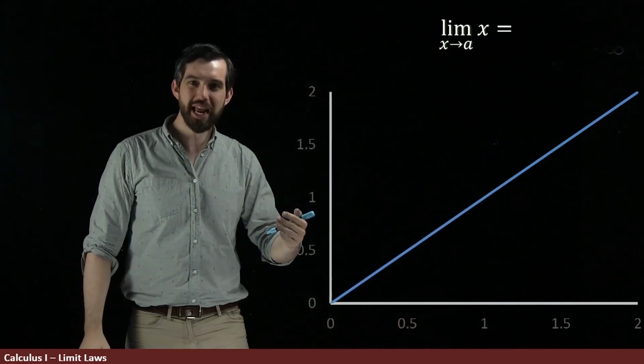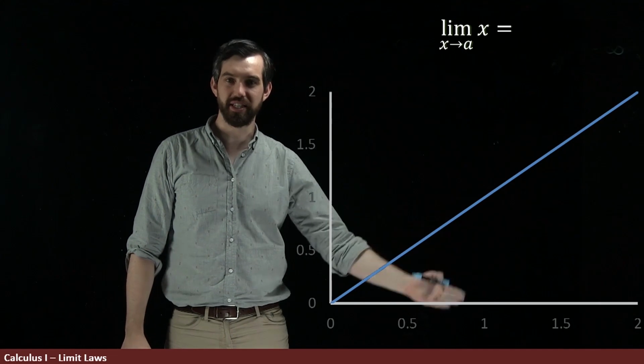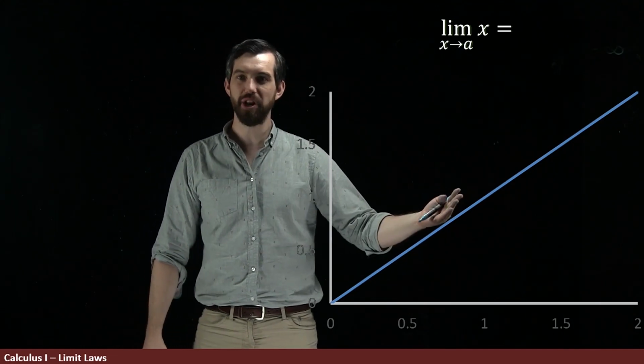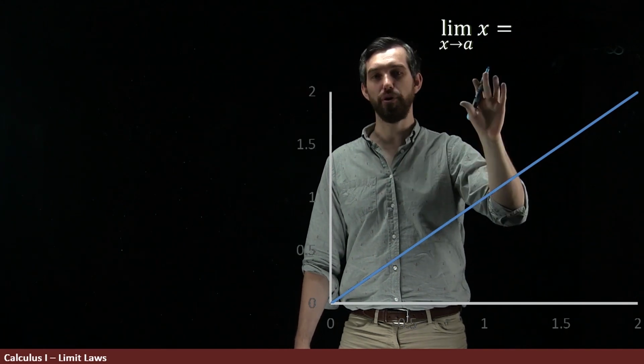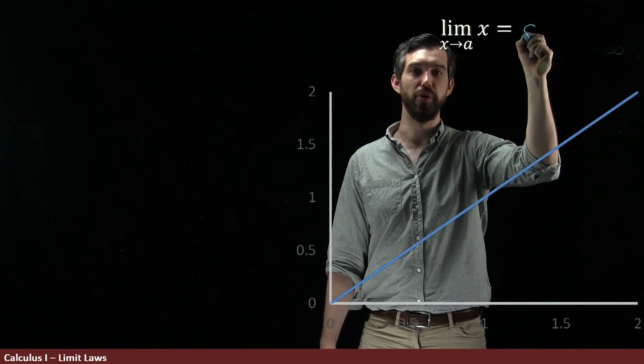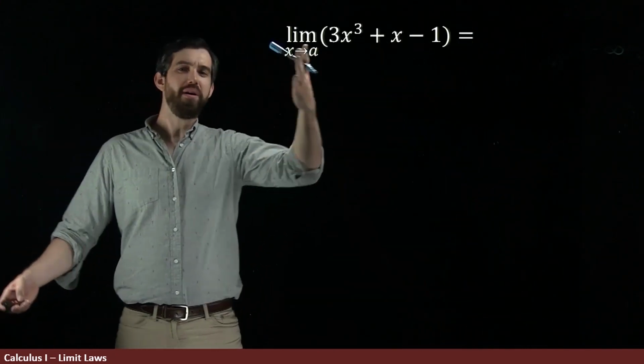If I go up to 2, it's going to have this height of 2. So as we get close to any point a, because it's just this straight line, the height of it is going to be a as well. And so the limit of the function x as the variable x goes to a is just going to be equal to a. Okay, what about all this nonsense?